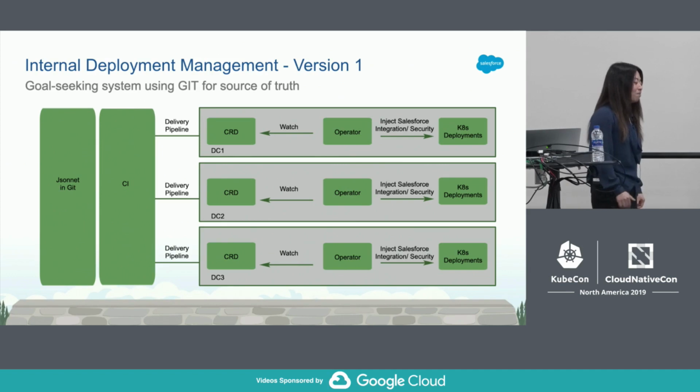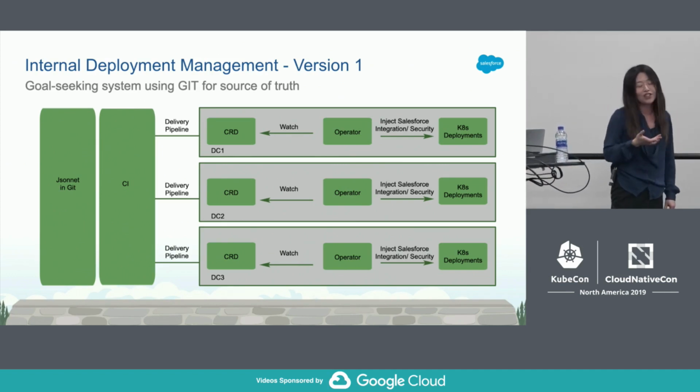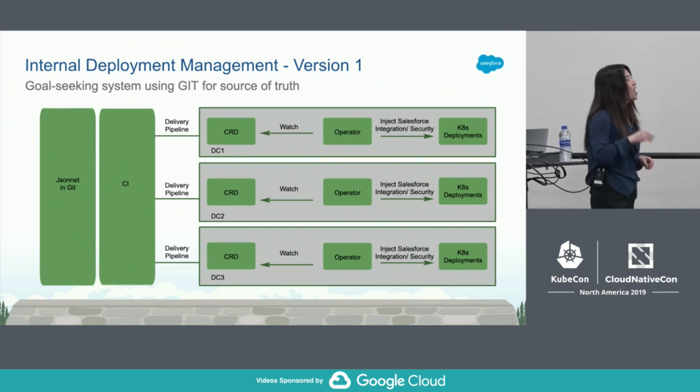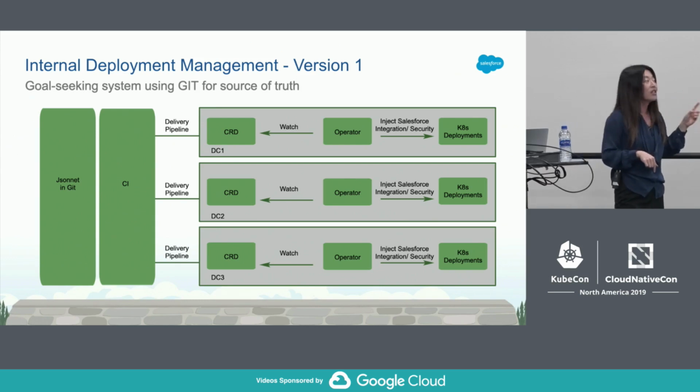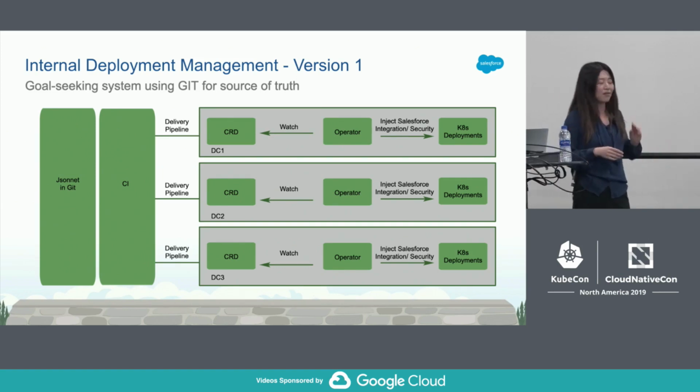The second aspect I want to talk about is the internal deployment management system that we run in-house. Like I mentioned, we started to use Kubernetes in 2015. So we developed this as a version 1 deployment system, which proved that it worked pretty well. So let's look at this graph.